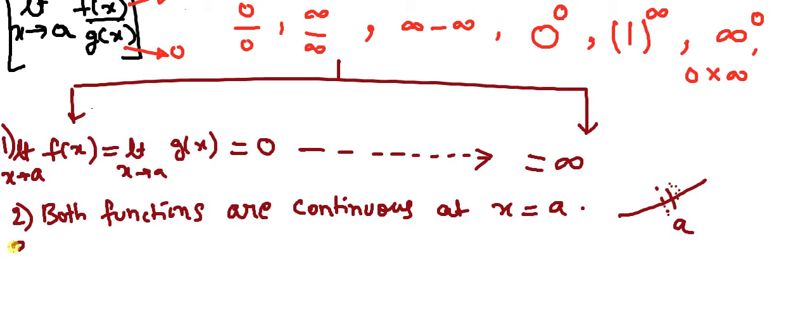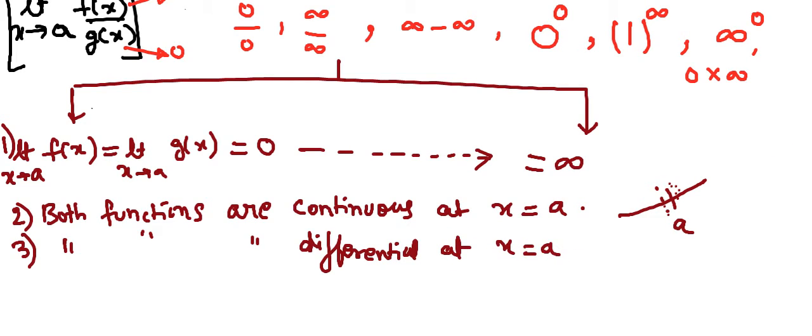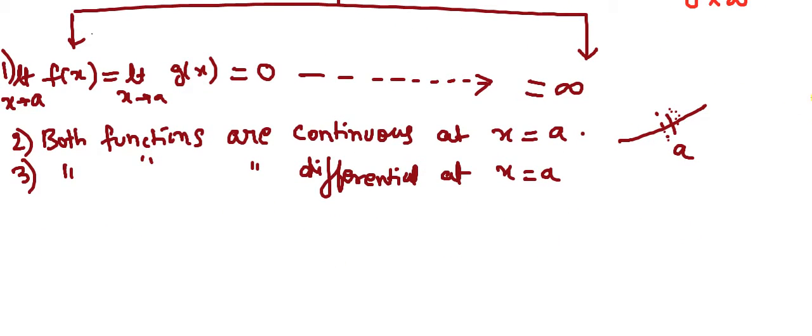Third property: both the functions. This second and third property is common to both of their types, type 1 and type 2. Okay. Next it says both functions are differentiable at x equals a. Again, you'll have to see my other videos on differentiability. You'll get to know what is differentiable there.